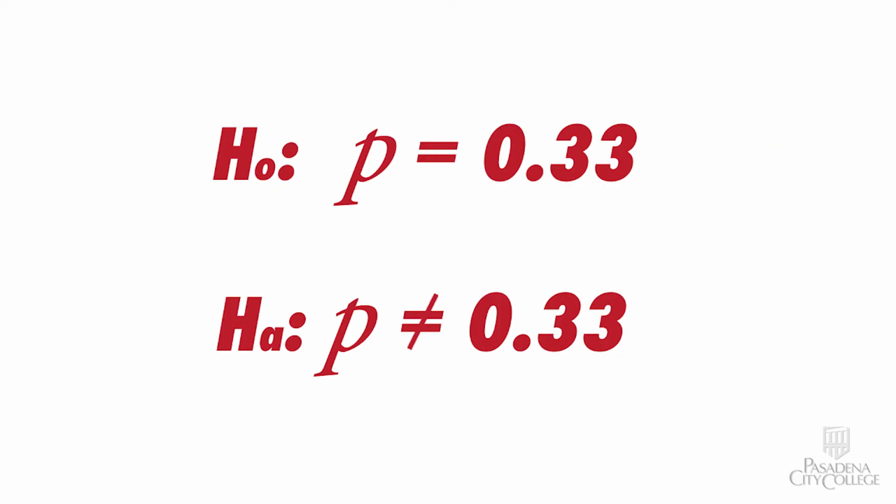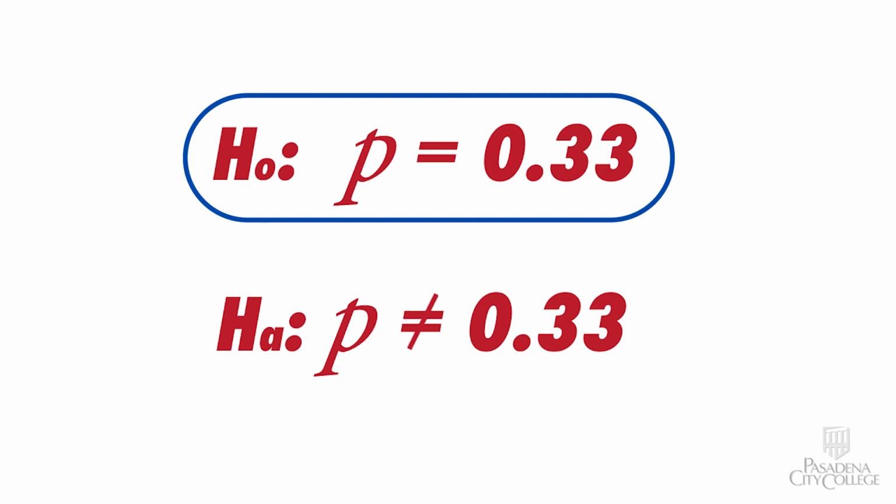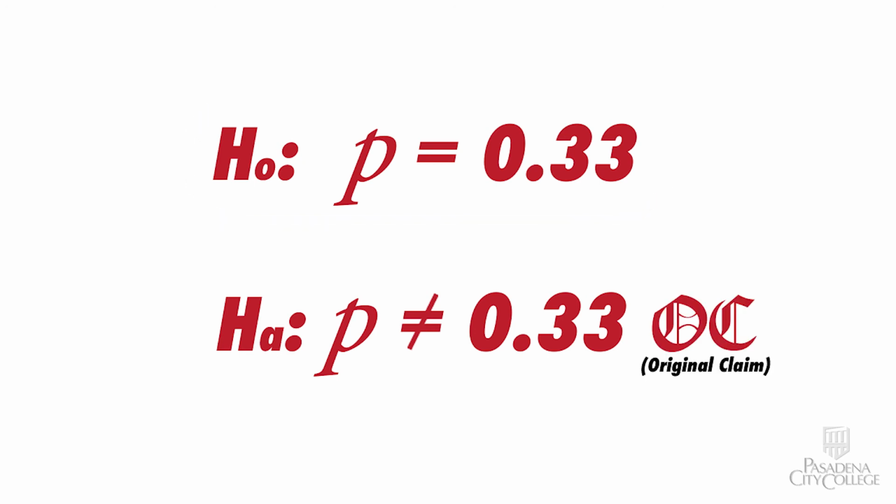So is this a null hypothesis or alternative hypothesis? Well, I see that this claim has a not equal to, so that seems to indicate that it's an alternative hypothesis. Okay, in that case, what will be our null hypothesis? Well, our null hypothesis has to be the opposite of the alternative hypothesis. So in this case, our null hypothesis is going to be p equal to 0.33. So which one of these is the original claim? p not equal to 0.33 is the original claim.